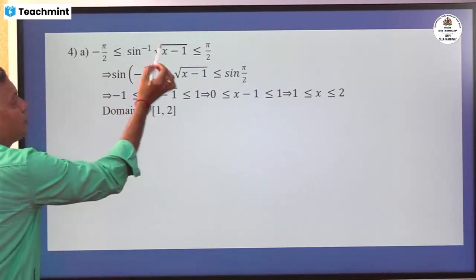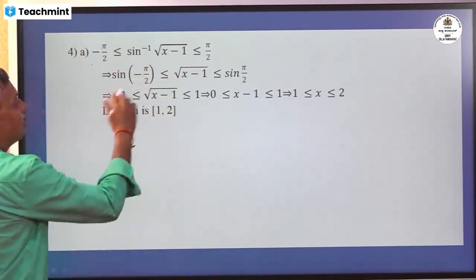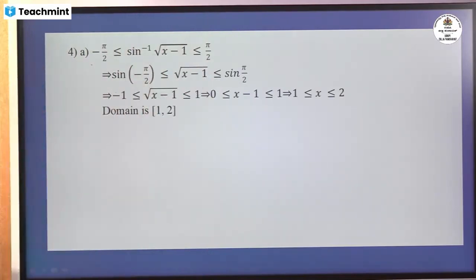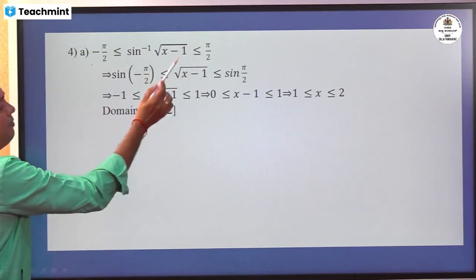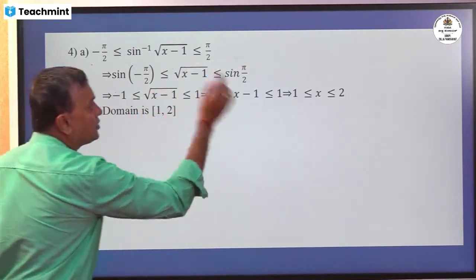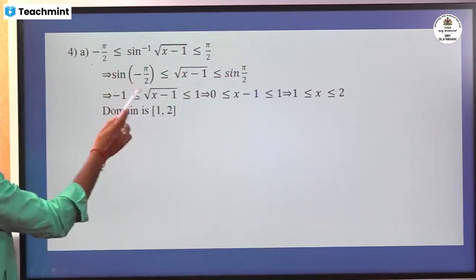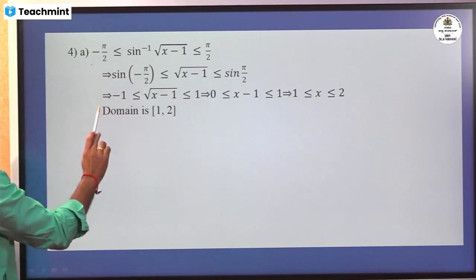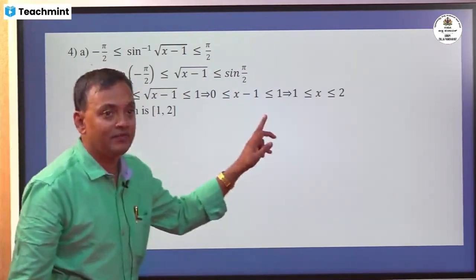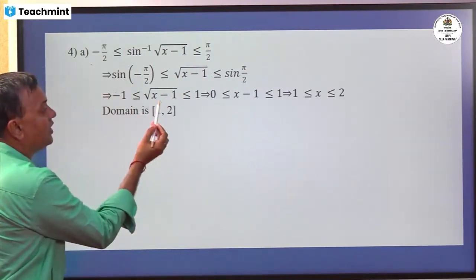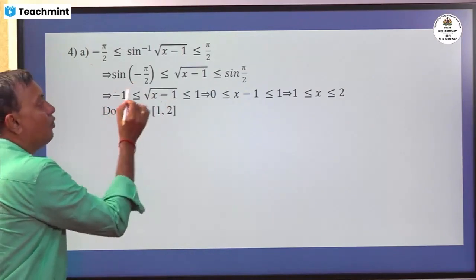Here sin inverse of root of x minus 1 is from minus pi by 2 to plus pi by 2. Then operate the sin function on the inequality: sin of minus pi by 2 less than or equal to root of x minus 1 less than or equal to sin pi by 2. So this is minus 1, this is 1. So root of x minus 1 is greater than or equal to minus 1 and less than or equal to 1. Then squaring, x minus 1 is from 1 to 1.